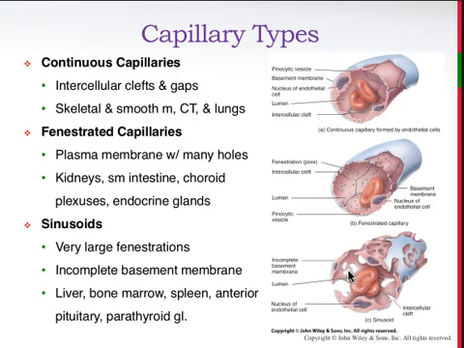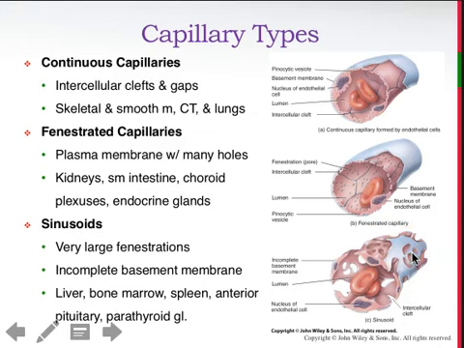The other thing that we'll notice here in the sinusoidal capillaries is that we have an incomplete basement membrane, whereas in the continuous and the fenestrated capillary we had an intact and completed basement membrane. Here in the sinusoids we have an incomplete basement membrane. It may also have some holes or some fenestrations in it.